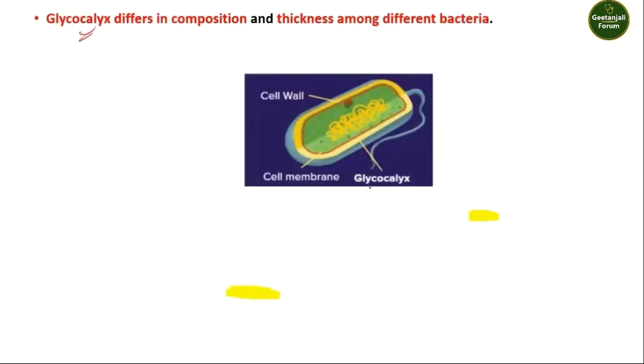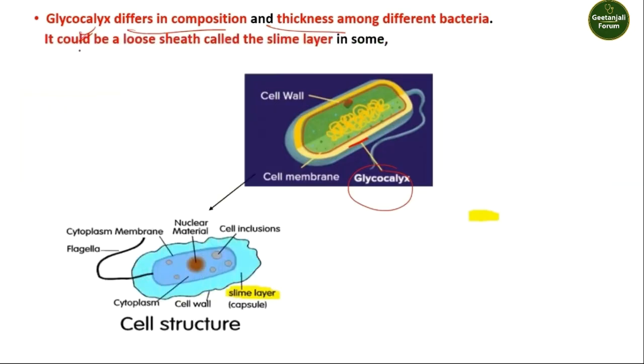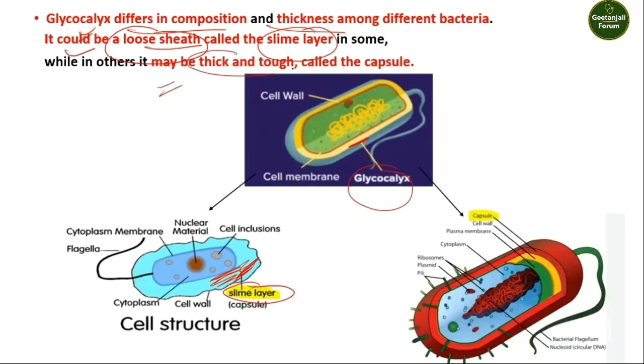Now the glycocalyx, which is the outermost part of the cell envelope. It has different composition and thickness in different bacteria. In some bacteria, it has more thickness. In some bacteria, its thickness is less. For example, in some bacteria, it is present as a loose sheath, which is known as slime layer. For example, in this bacteria, you can see here, this is glycocalyx and this glycocalyx is in the form of slime layer. In some bacteria, it is thick and tough, which is known as capsule.